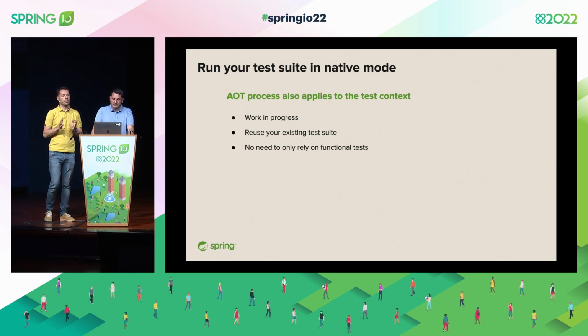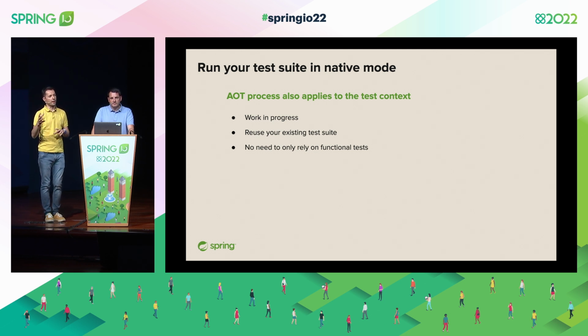So the second step is, when you're working with native applications, you could be tempted to have a specific test suite and only perform real, full integration tests with a live server and so on. Here, what we're trying to do is to reuse the existing test suite that you already have in your application. It's still work in progress, but we're working towards having the test context report ready for AOT that would use the generated sources, and then you could compile with the JUnit report that's already there.